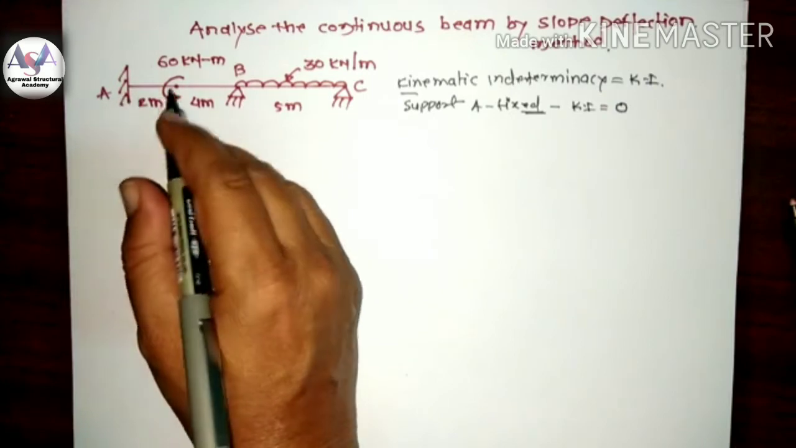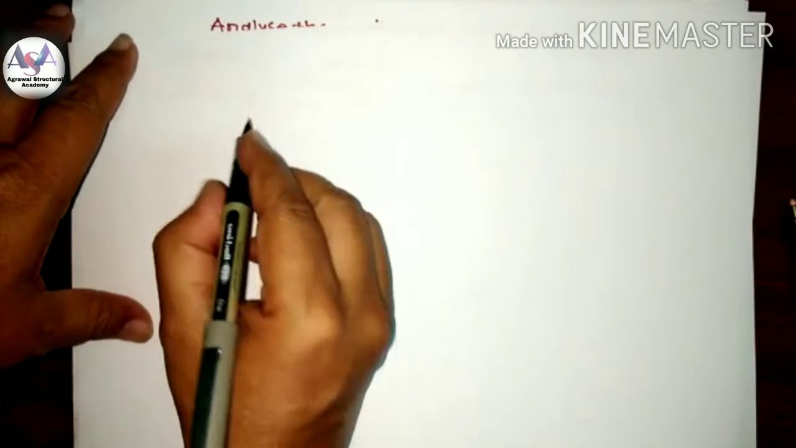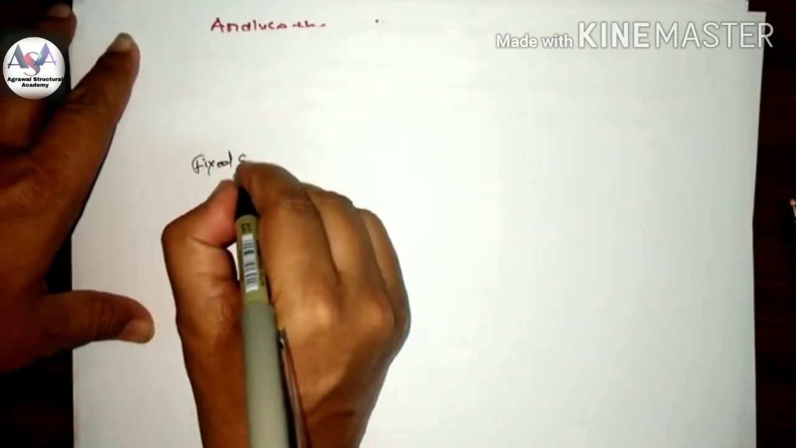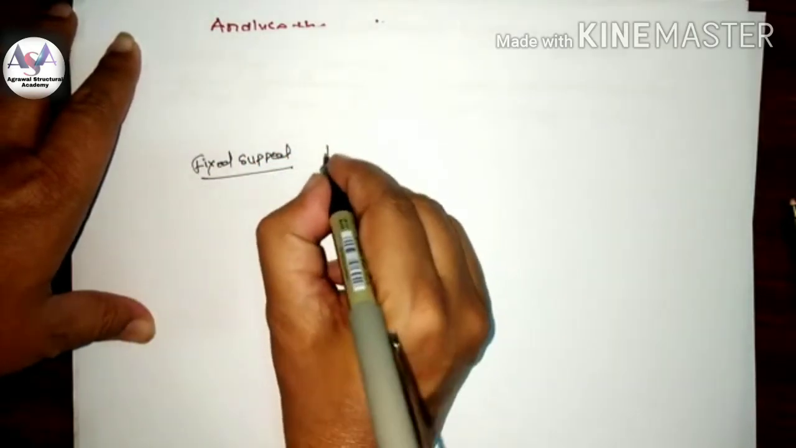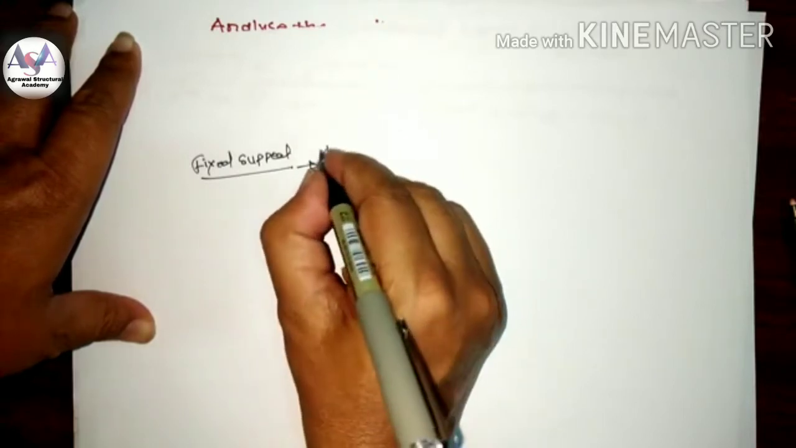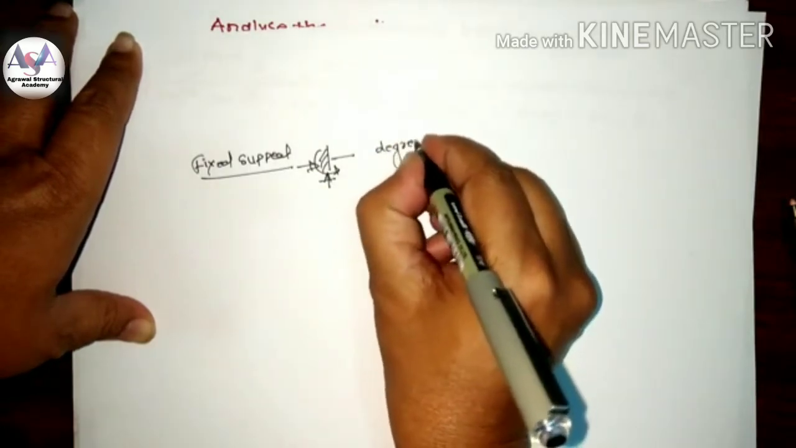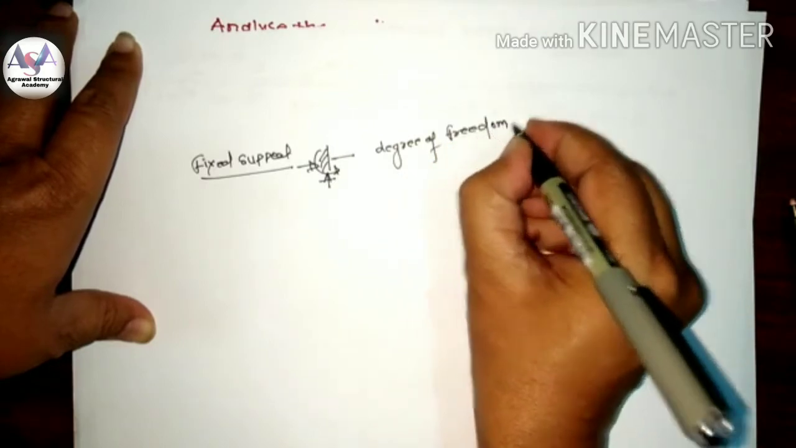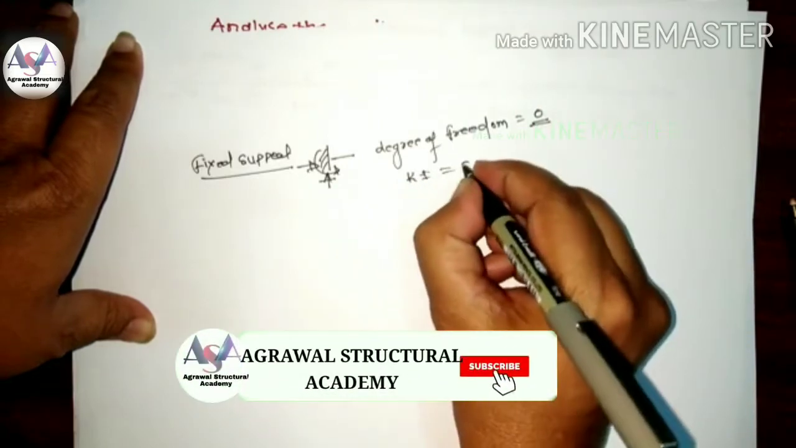degree of freedom. Now if you consider a fixed support like this, it has vertical reactions, horizontal reactions and the moments. So that is why the degree of freedom is equal to 0. That is why the Ki value is equal to 0.